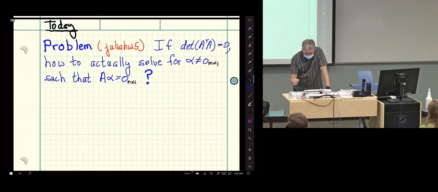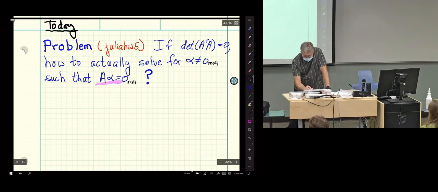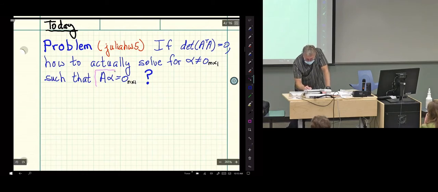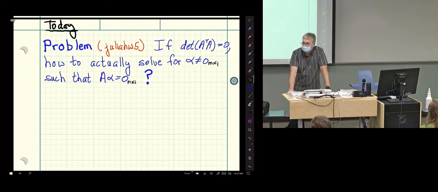How do we actually solve for the alpha that gives me a linear combination of the columns of A that's equal to 0? How do I actually find a solution? If the columns are linearly dependent, I know there is a solution, but do I have to grind through the terrible equations that will typically be here? Because there's no special structure in A. It's not triangular in general, so it's really painful.